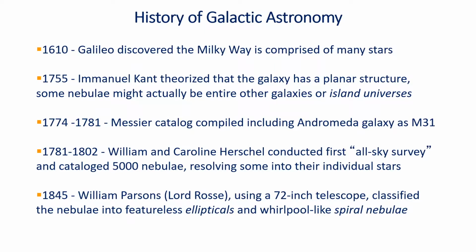And, as we'll see, William and Caroline Herschel conduct the first all-sky survey cataloging 5,000 nebulae and resolving some of them into individual stars. William Parsons, Lord Rosse, using a 72-inch telescope, classifies the nebulae into featureless ellipticals and galaxies with a whirlpool-like structure, spiral galaxies like our own.